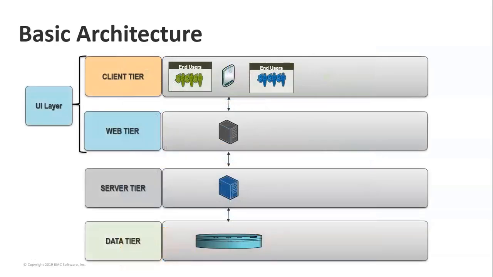So just to tie it back to our starting point, the UI layer in the current model of how we look at things is broken up into two tiers, the client tier and the web tier. For this discussion, we're looking at infrastructure and the back-end components of the architecture of the environment. So we're going to be focused primarily on the web tier, server tier, and the data tier. Okay? So with that in mind, let's take a look at our first case study.